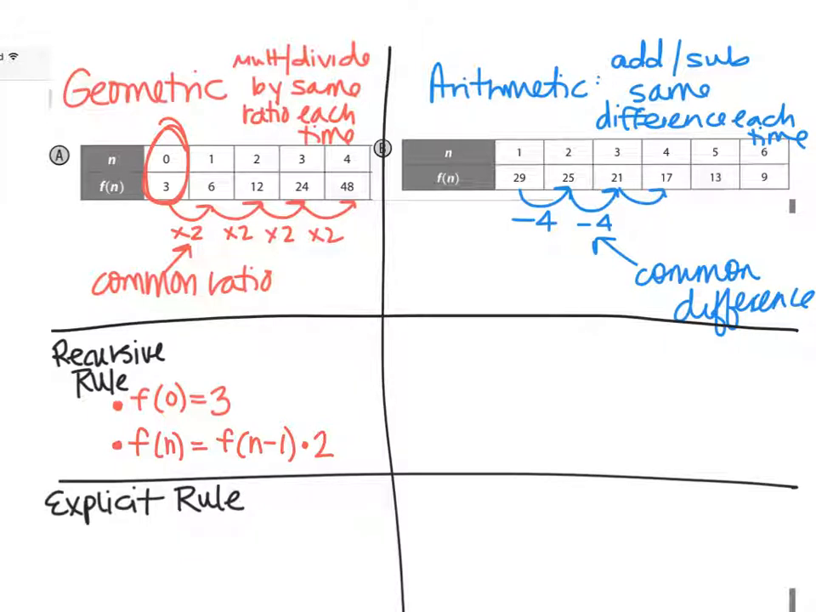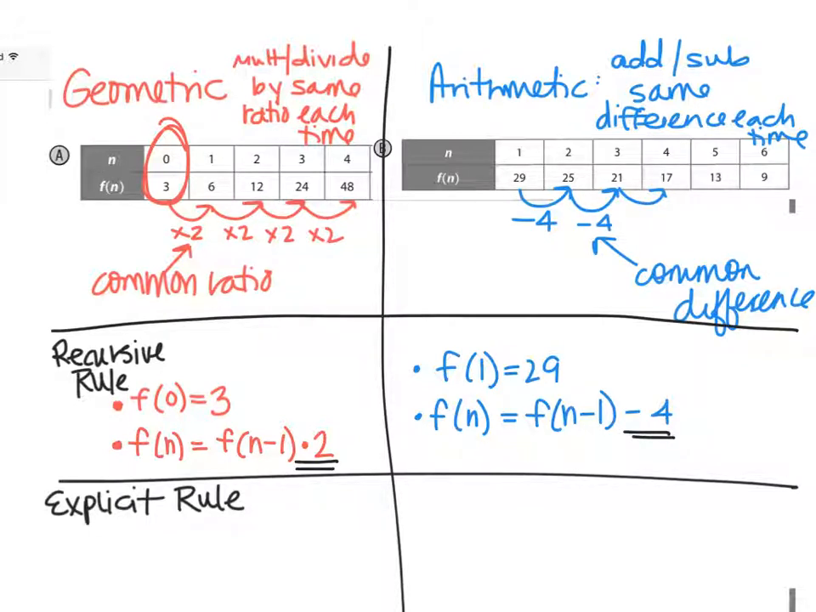Similarly for the arithmetic sequence, we say where we're going to start. This one starts at the first term, so the first term is 29. And then to find each term, we're going to take the previous term and this time we subtract 4 every time. It looks complicated, but that is really simple. All you're doing is using the previous term and the rule every single time.